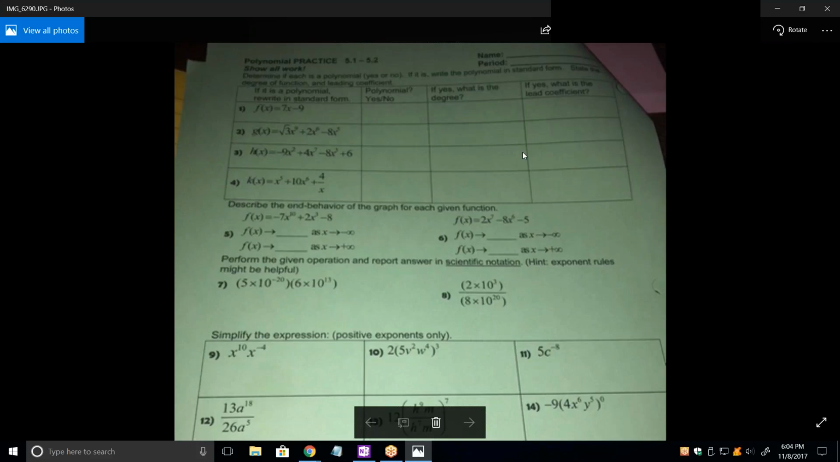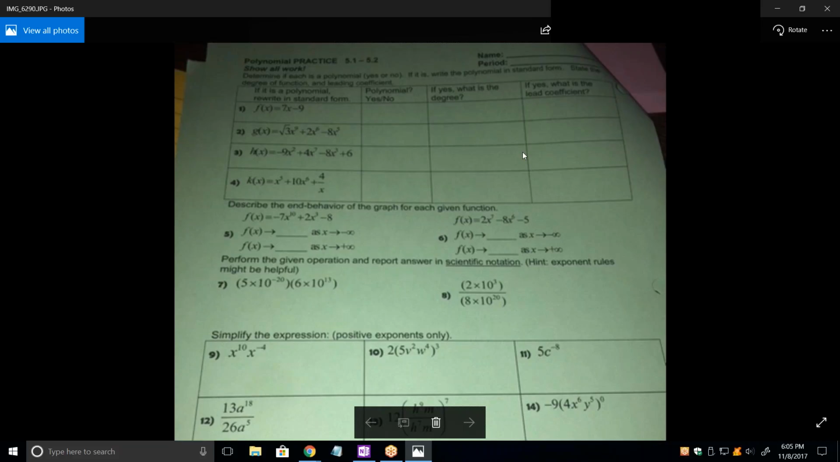Here, let me determine if each is a polynomial. If it is, write it in standard form, state the degree and the leading coefficient. Okay. Should we start with 1? Yeah. Is that a polynomial? Yes. What's the degree? 1. And what is the leading coefficient? 7. Yeah, more importantly, positive 7.